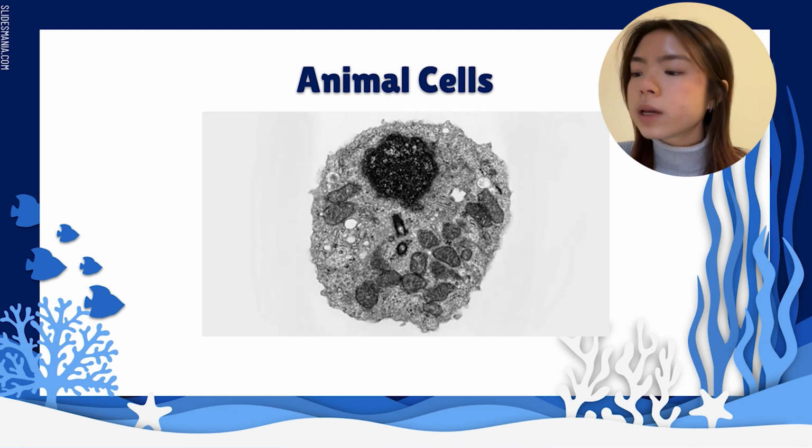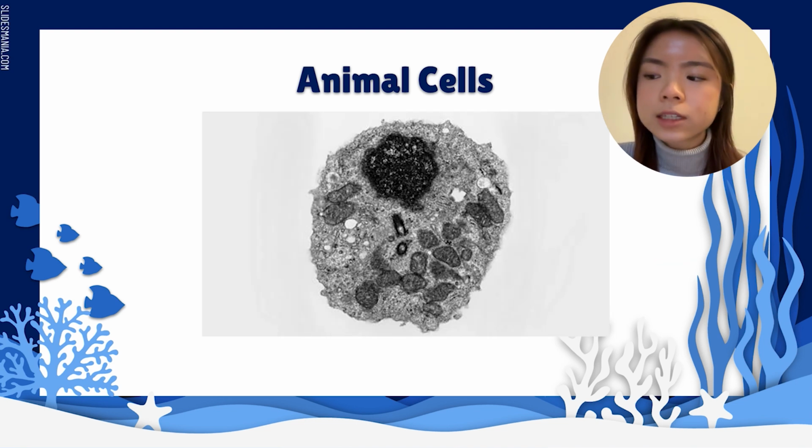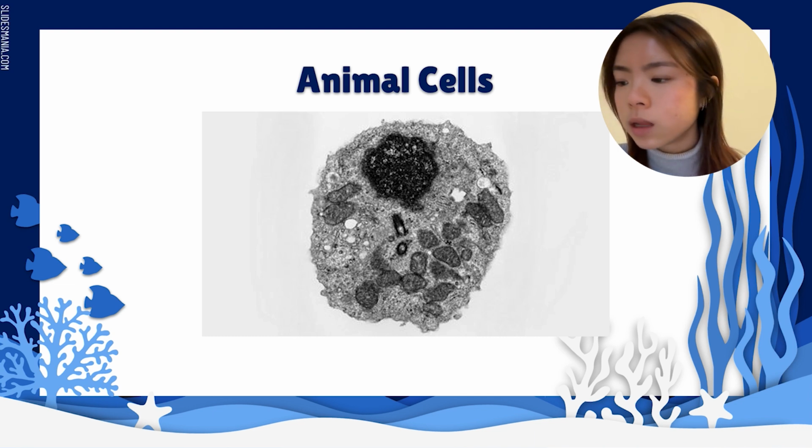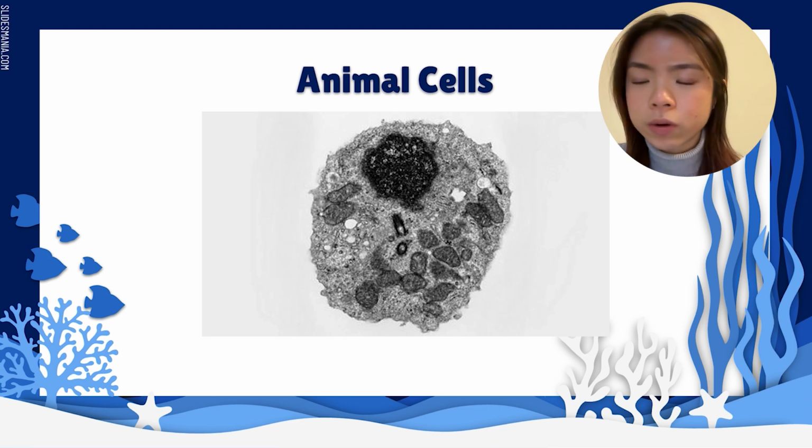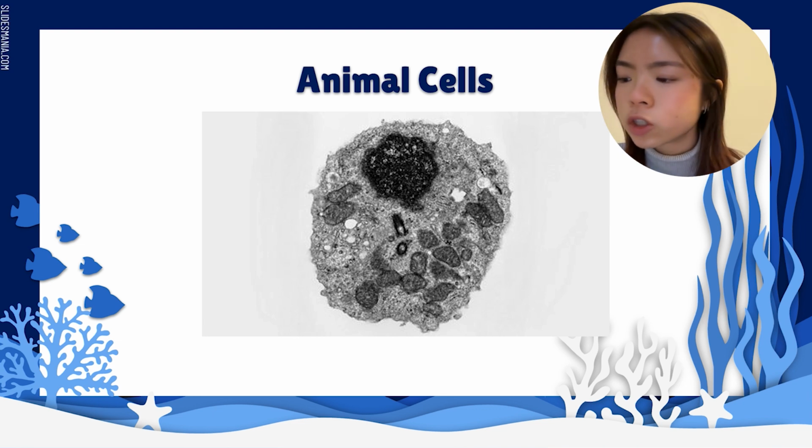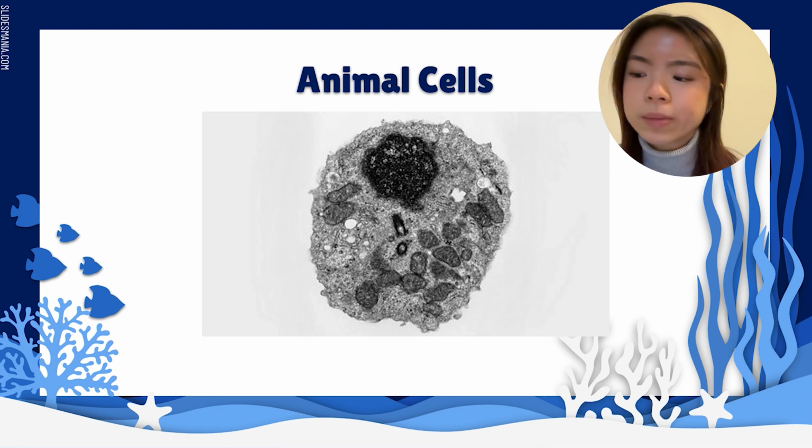Now earlier we had some diagrams which are reflective of what a cell would look like under a light microscope. Now this is what a cell would look like under an electron microscope. So this is a real human cell, and you might be able to spot the different organelles that we discussed earlier. For example, the nucleus, the mitochondria, the cell membrane, the cytoplasm, and the ribosomes. So try to take a guess as to which organelles are which.